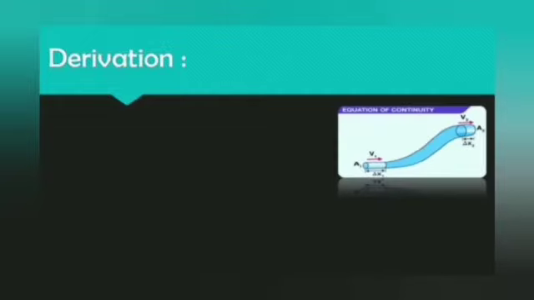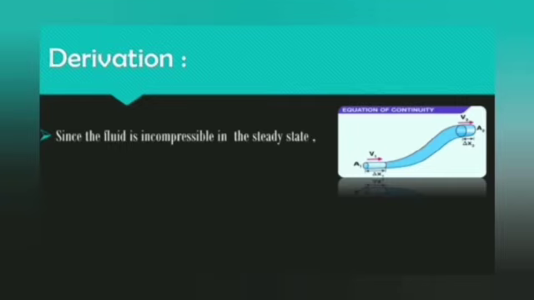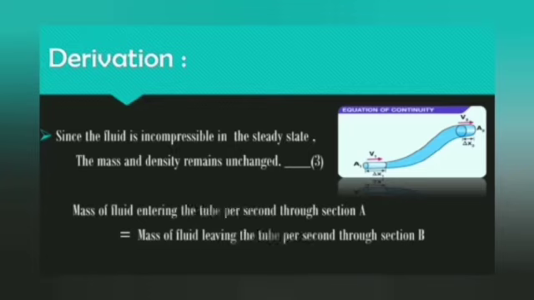Let us keep in mind that the fluid is incompressible and it is in a steady state as said before, and so the mass and the density remain unchanged. And according to the law of conservation of mass, the mass of fluid entering the tube per second through the section A equals the mass of fluid leaving the tube per second through the section B. That is, A1 into V1 into ρ1 is equal to A2 into V2 into ρ2.